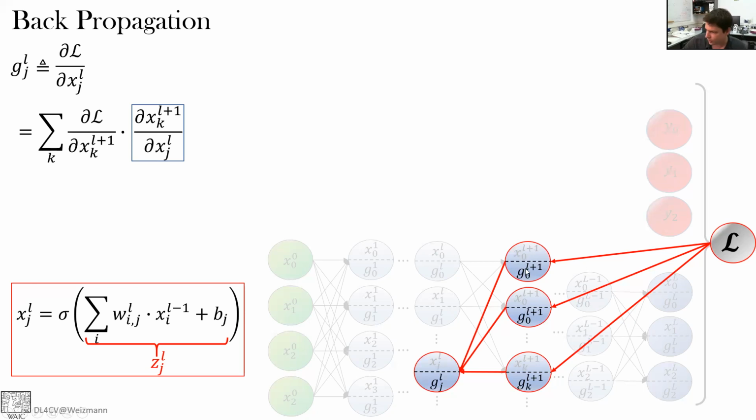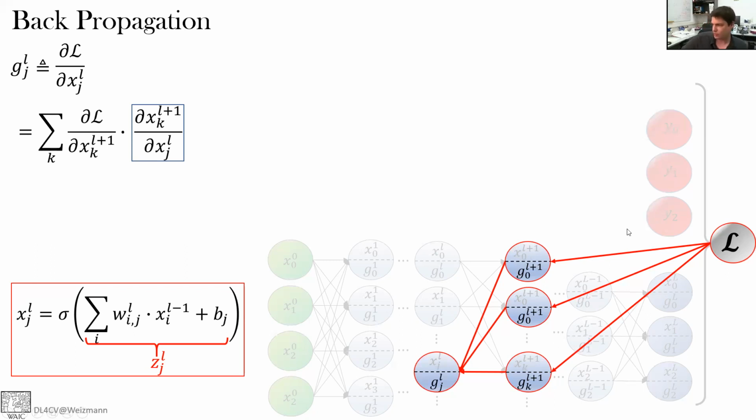So, okay, G has indices just as the X, right? The superscript says the number of the layer, and then, oh, you mean the 0 here? This was supposed to be 1. Sorry. Yeah, okay. Yeah. The X index.